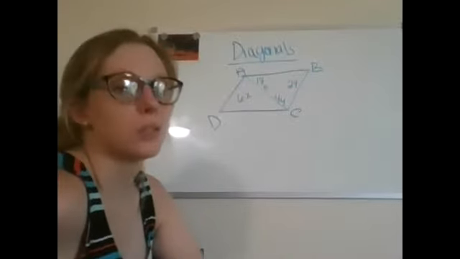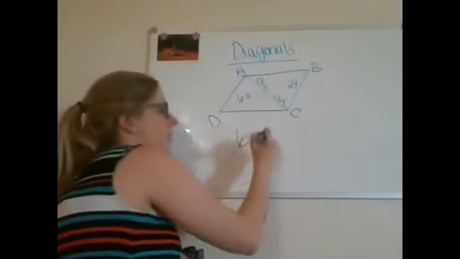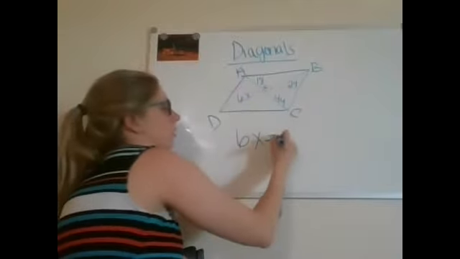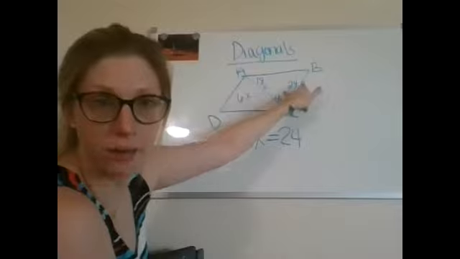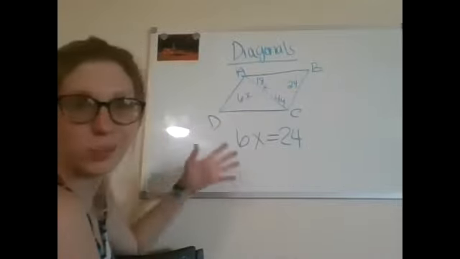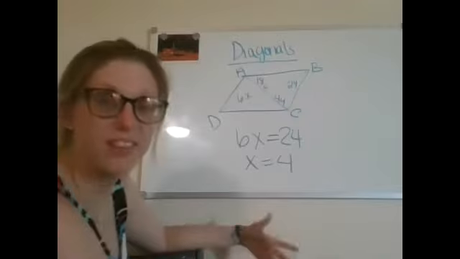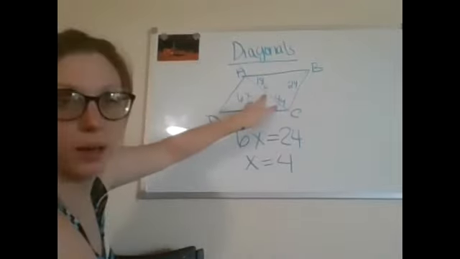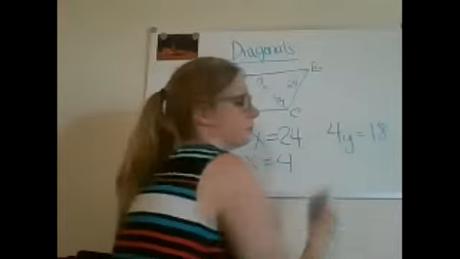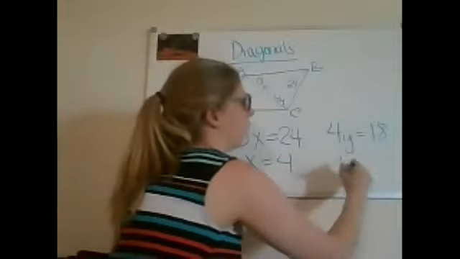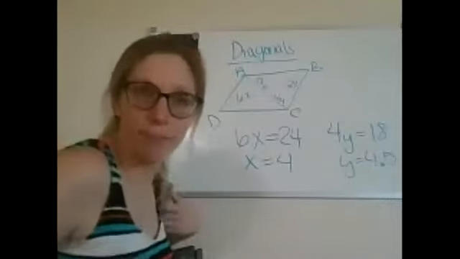Key thing to know here is it cuts the diagonals into 2 equal parts. So 6x here is half of this whole thing, so it's equal to 24. So you take 1/2 of the diagonal, set it equal to the other half of the diagonal, okay? Then you can solve. So here, all we have to do is divide each side by 6, and we would get that x equals 4, okay? Same thing for y. We're going to take one part of the diagonal, set it equal to the other part. So here we're going to have 4y equals 18. We divide each side by 4, we'll get that y equals 4.5. That's okay if you get a decimal, okay? Not everything in math is whole numbers, and that's okay.